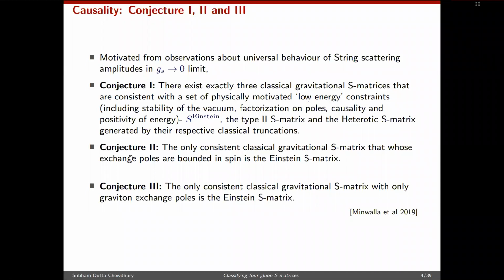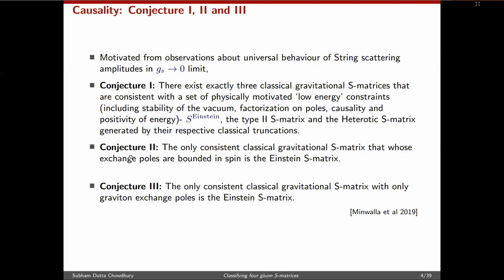And what do I mean by that? This has been motivated by some algebraic observations that there is only a finite set of classical gravitational theories which are well behaved, in the sense that the vacuum is stable, they factorize on poles, causality and positivity of energy, and so on. Many such things. These have been studied extensively. But the observation is that the set of classical gravitational theories is finite.